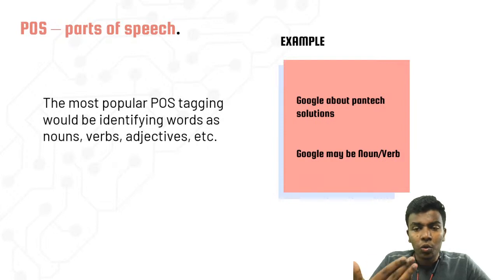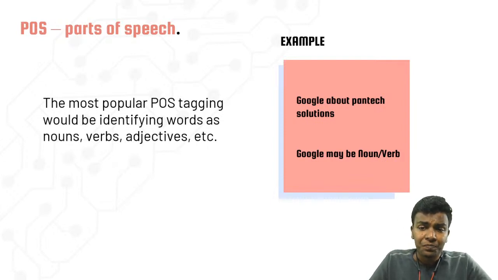Here, Google can be a noun or a verb, right? There is a verb called googling. So here, in "Google about Pantech Solutions," it is a verb. And there is also an industry called Google, so it may be a noun. We want to identify whether the current word is acting as a noun or a verb, based on the upcoming words.